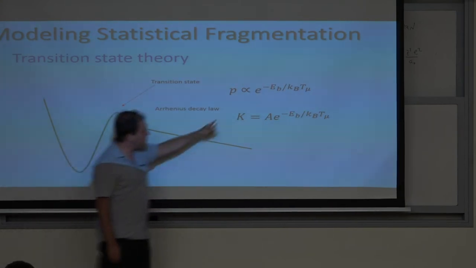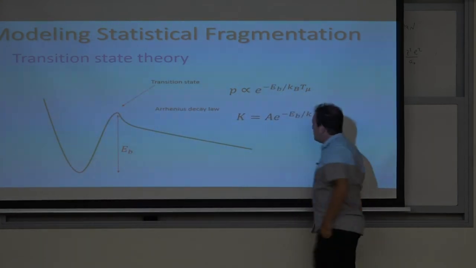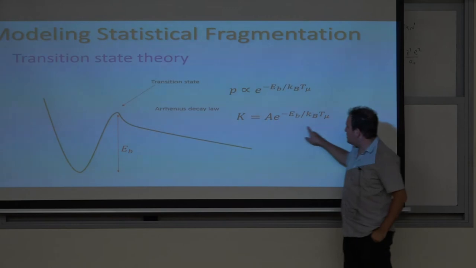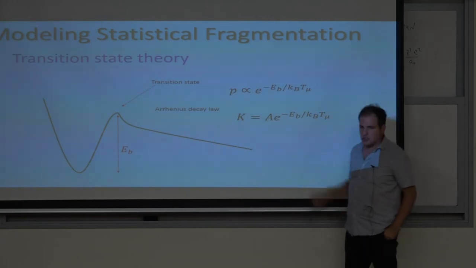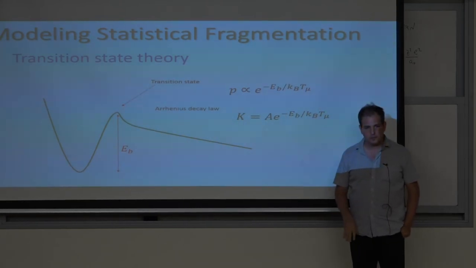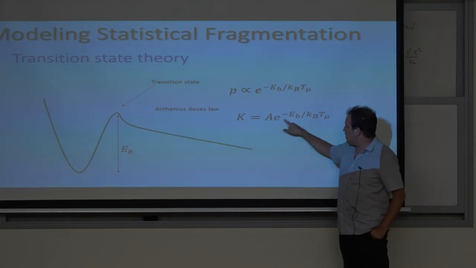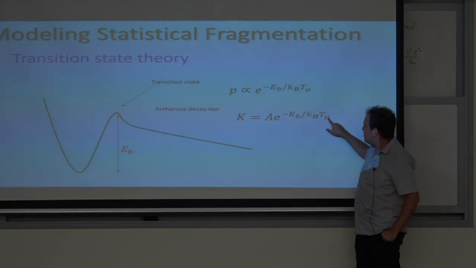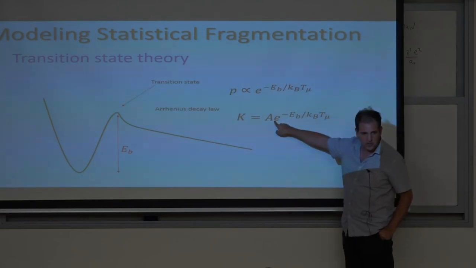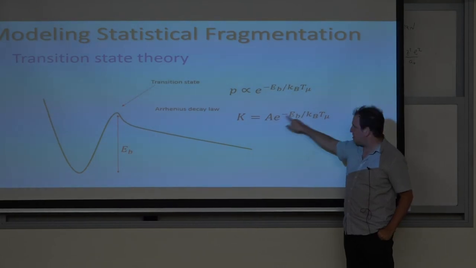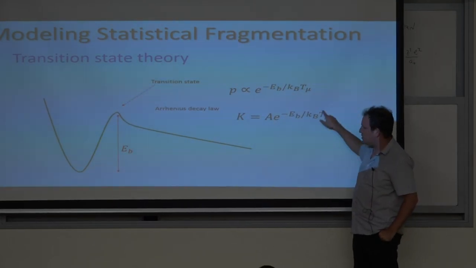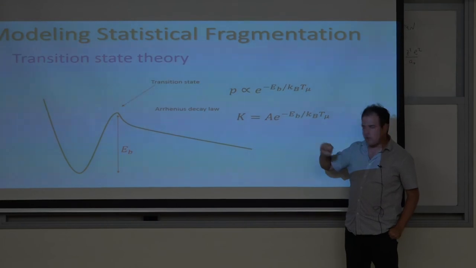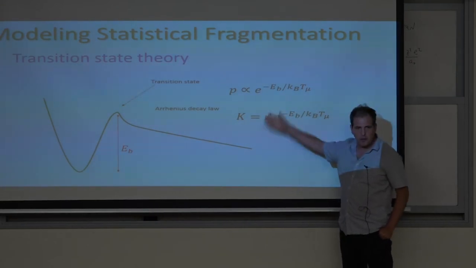So the probability goes like the Boltzmann distribution, and then the rate goes according to this formula here that's called the Arrhenius decay law. What you can see is it goes like the barrier energy divided by k Boltzmann in an exponent. An exponent means that if you change, for instance, the temperature just by a little bit, then the rate can change by orders of magnitude.